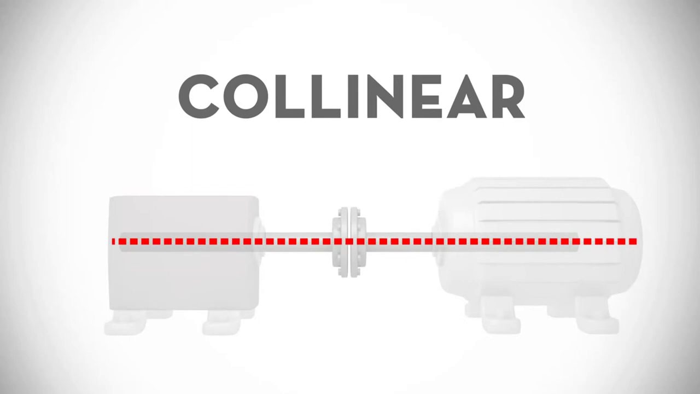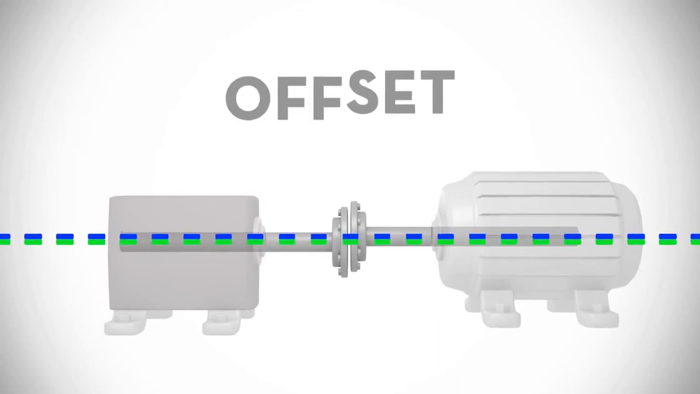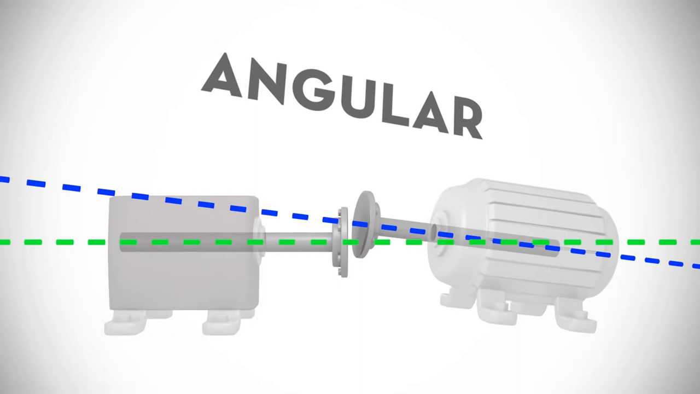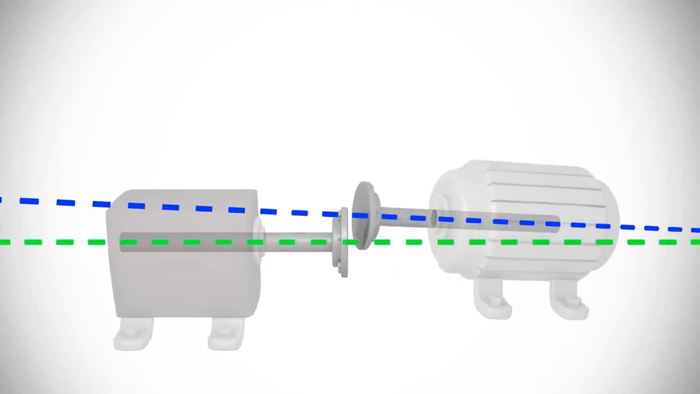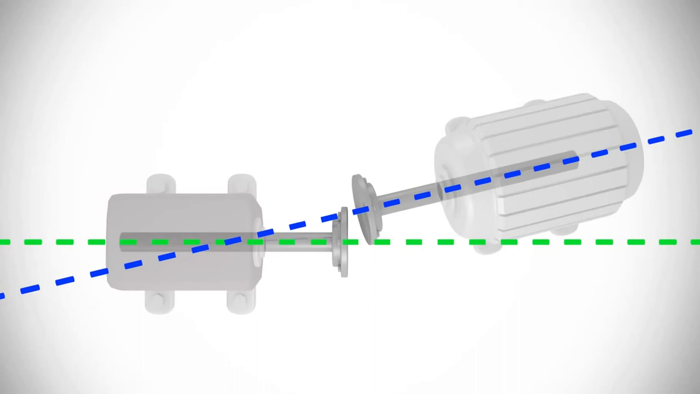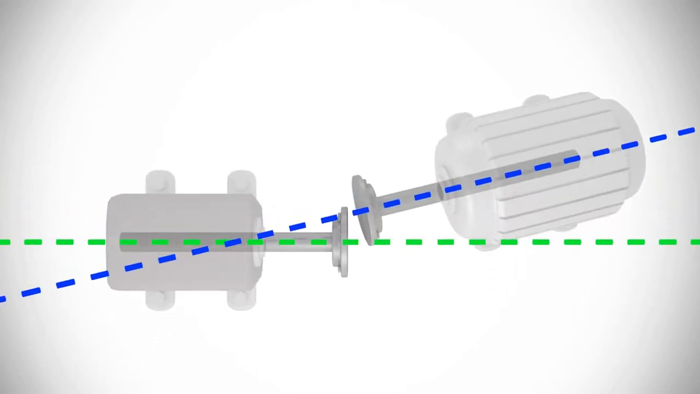Of course, this is almost never the case in the field. Shafts are usually out of alignment, with the misalignment taking two forms: offset misalignment and angular misalignment. What we usually see in the field is a combination of both offset and angular misalignment, occurring in three dimensions, as you can see here as we rotate between the vertical plane and the horizontal plane.